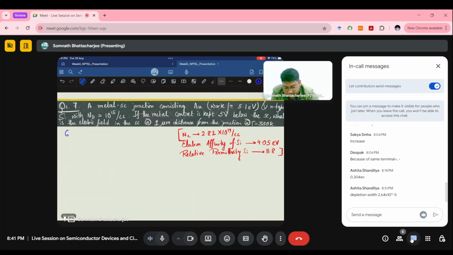We need to get the value of xi x when the value of x is 1 micrometer. We have already been given that. Try to solve this, take 2-3 minutes. The same equations will be used here as well.